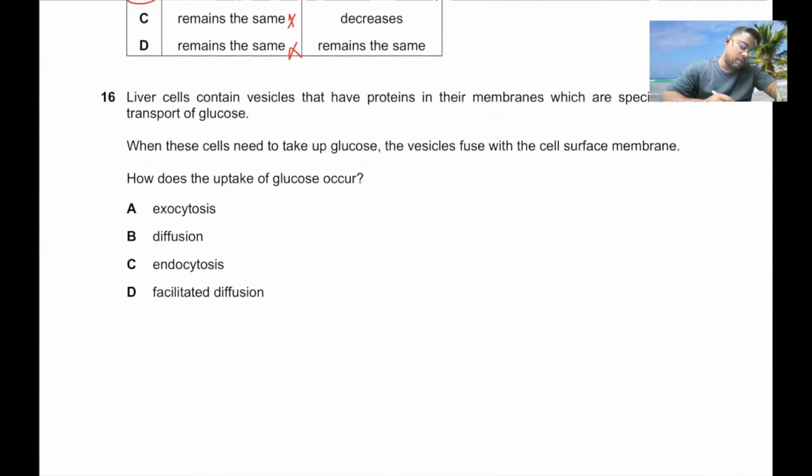Question number 16. Liver cells contain vesicles that have proteins in their membranes, which are specific for the transport of glucose. When these cells need to take up glucose, the vesicles fuse with the cell surface membrane. How does the uptake of glucose occur? We know that uptake of glucose occurs by means of facilitated diffusion in liver cells. So 16, the answer should be D.